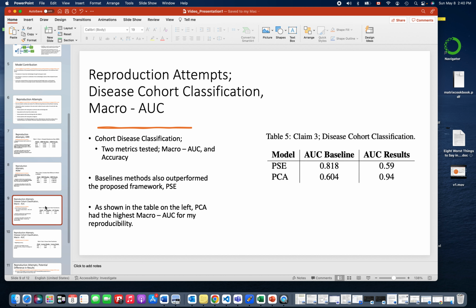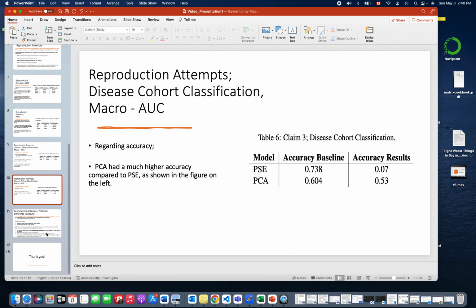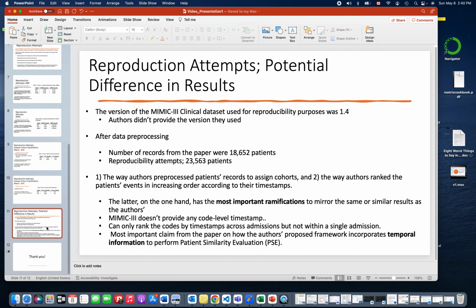When it comes to disease classification, PCA outperformed my AUC results for disease cohort classification, and the same was true for mortality. So these are basically the potential reasons why I didn't mirror exactly the same results as the authors did.